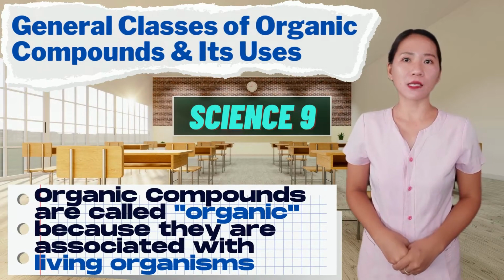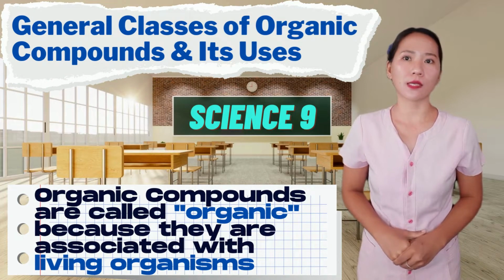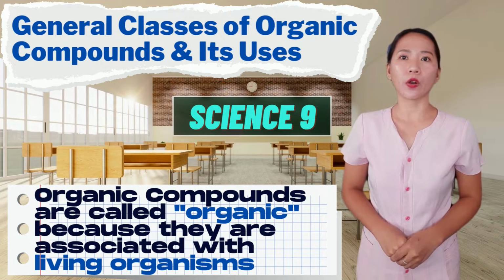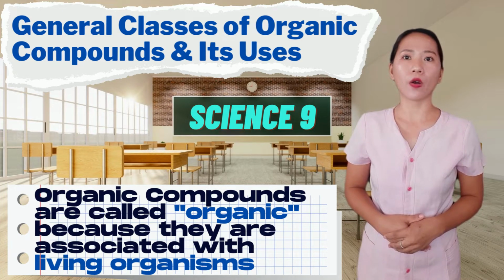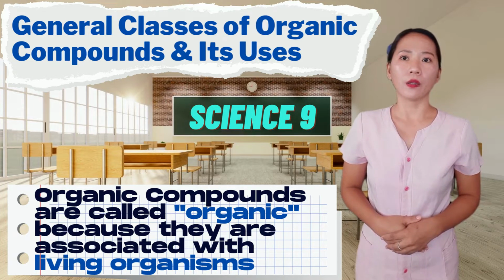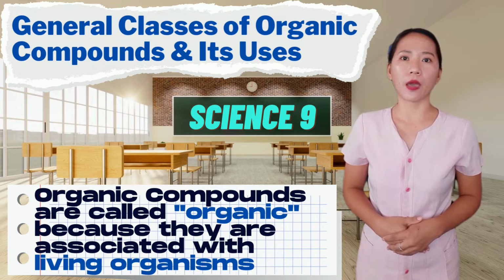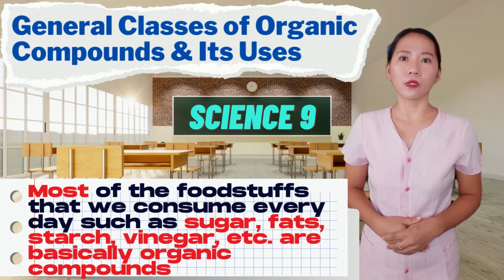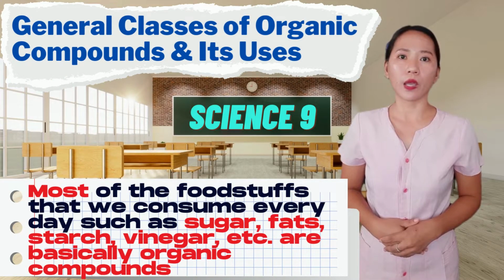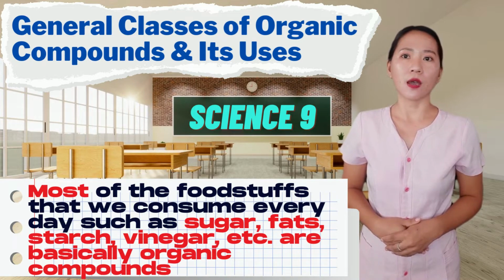There are general classes of organic compounds and their uses. A while ago, we learned that organic compounds are called organic because they are associated with living organisms. These molecules form the basis of life and are studied in great detail in the chemistry disciplines of organic chemistry and biochemistry. Most of the foodstuffs we consume every day, such as sugar, fats, starch, vinegar, etc., are basically organic compounds.